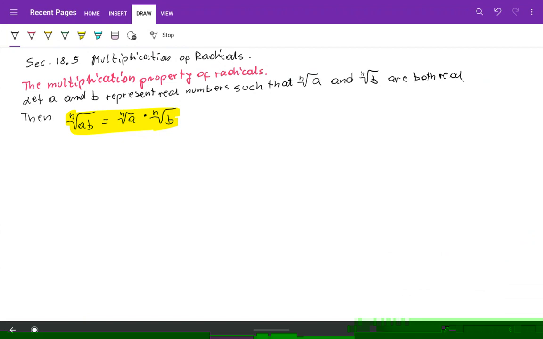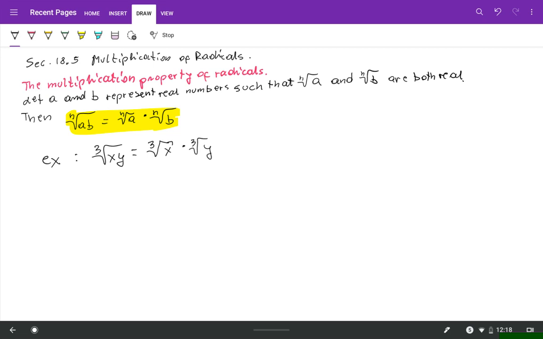So a and b are real numbers such that the radical of index n of a and the radical of index n of b are both real. Then you can use the multiplication rule. If you have a radical of index n and inside the radical you have a product, a times b, this is the same as the radical of the same index n of a times the radical of the same index n of b. For example, if you have the cube root of x times y, we can rewrite that as the cube root of x times the cube root of y, okay?